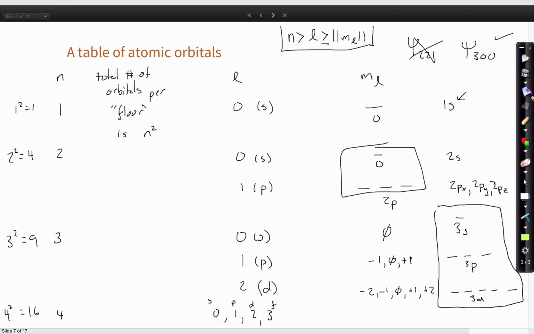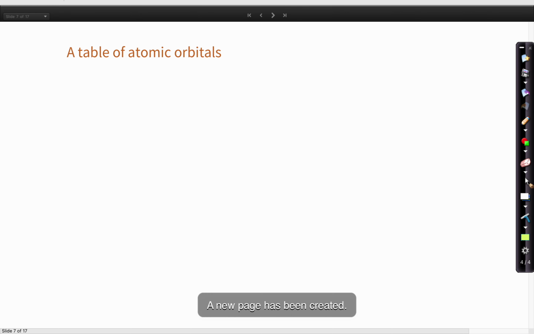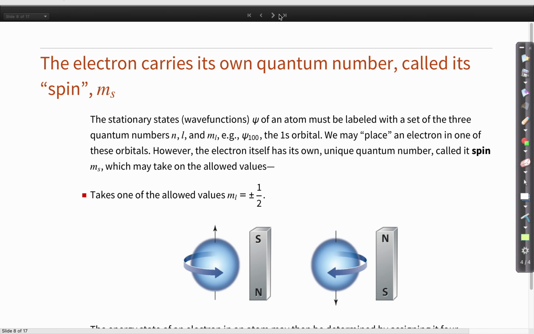Okay, so what I want to do is move on a little bit. So we have three quantum numbers associated with the solution to the Schrödinger equation for the hydrogen atom. We also have a fourth quantum number, but the fourth quantum number doesn't have anything to do with the hydrogen atom. The fourth quantum number is something that the electron has on its own.